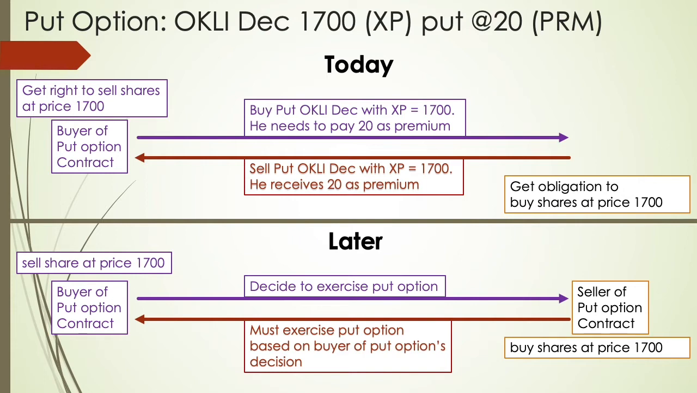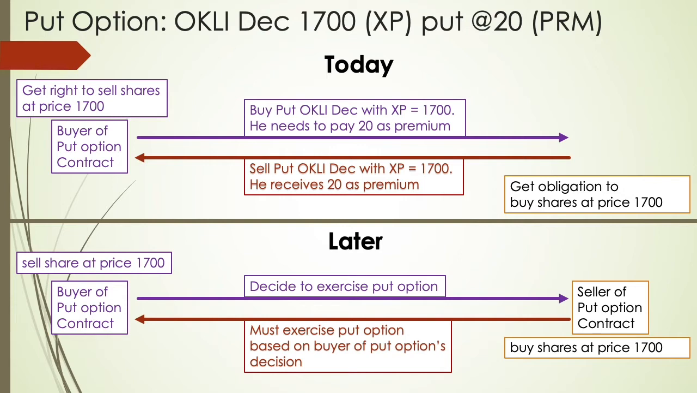So when I buy the put option contract today, I get the right to sell the shares at the price 1700, which is the exercise price of the put option contract. You, as the seller of the option contract, get the obligation to buy the shares at price 1700. So let's say I hold that put option contract until the maturity date.